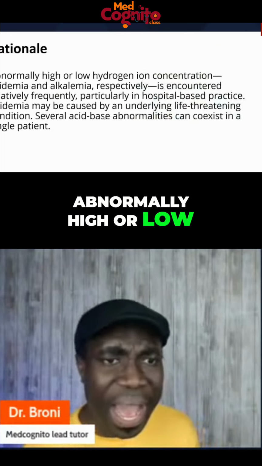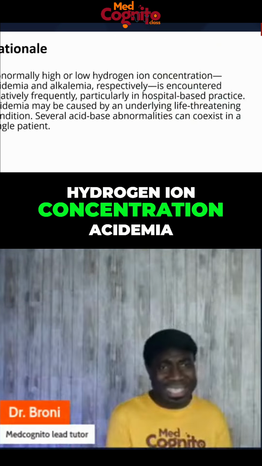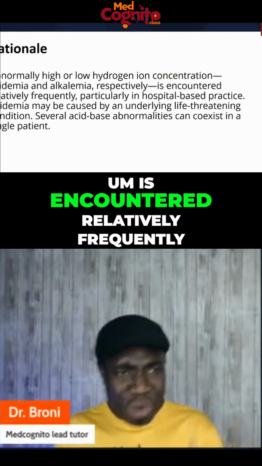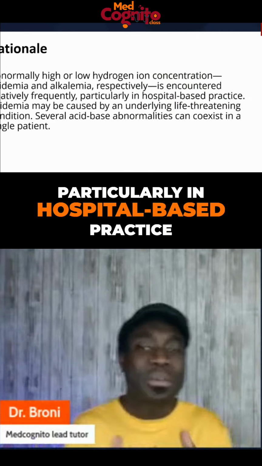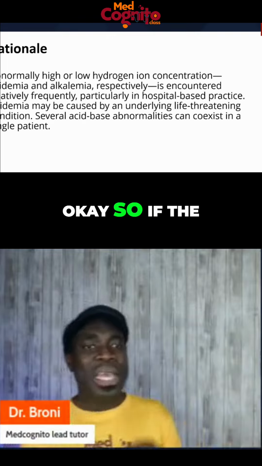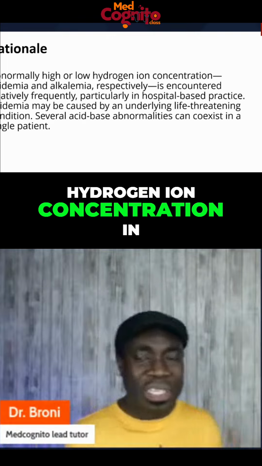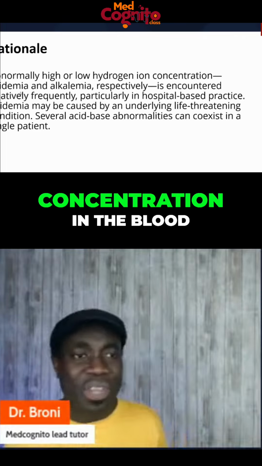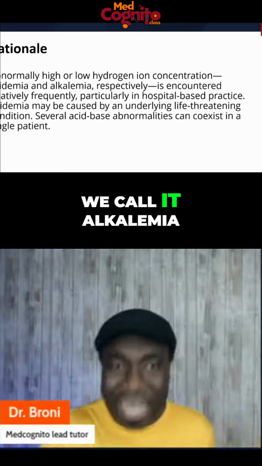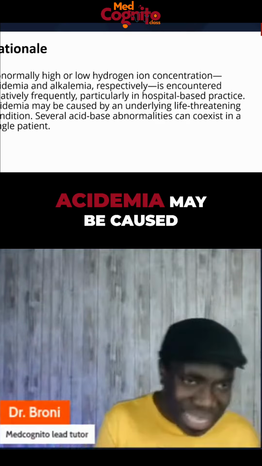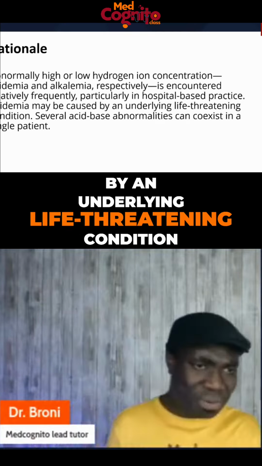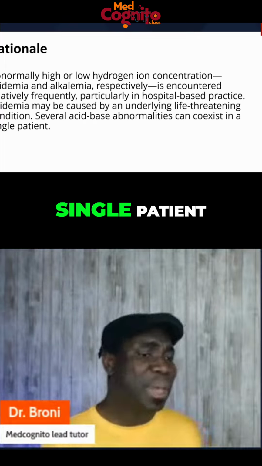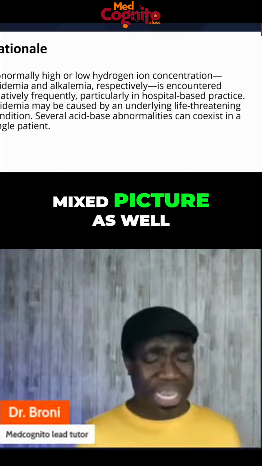Abnormally high or low hydrogen ion concentration, acidemia or alkalemia, respectively, is encountered relatively frequently, particularly in hospital-based practice. Okay, so if the hydrogen ion concentration in the blood is low, we call it acidemia. If the hydrogen ion concentration in the blood is high, we call it alkalemia. Okay, now acidemia may be caused by an underlying life-threatening condition, and several acid-base abnormalities can coexist in a single patient, and that is why you can have a mixed picture as well.